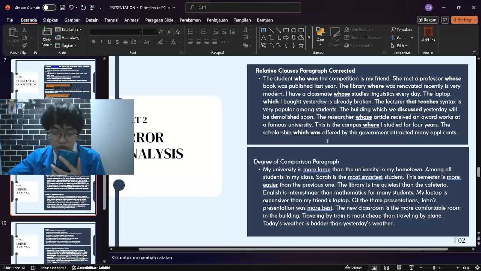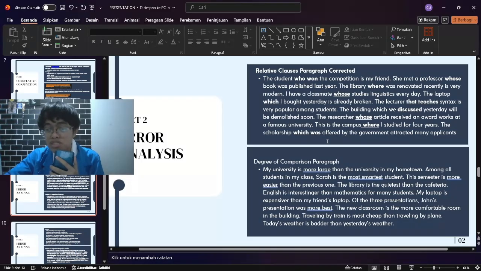Okay, we move to the second paragraph. My university is more larger. It's already weird. My university is more larger than the university in my hometown. Among all of the students in my class, Sarah is the most smartest student. This semester is more easier than the previous one. The library is the quietest than the cafeteria. English is interestinger than mathematics for many students.